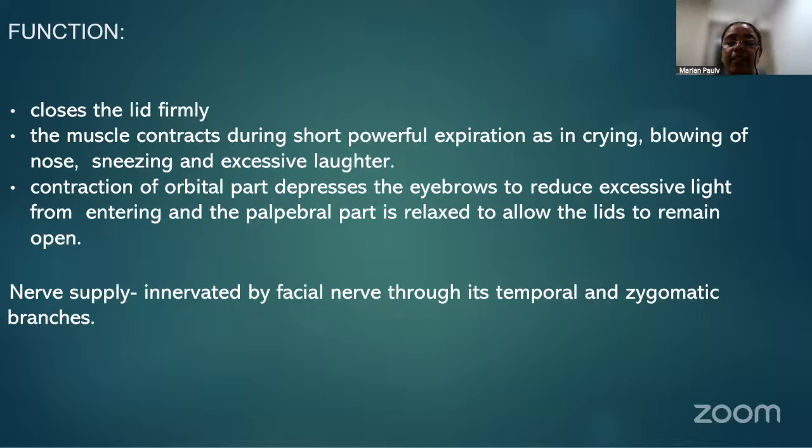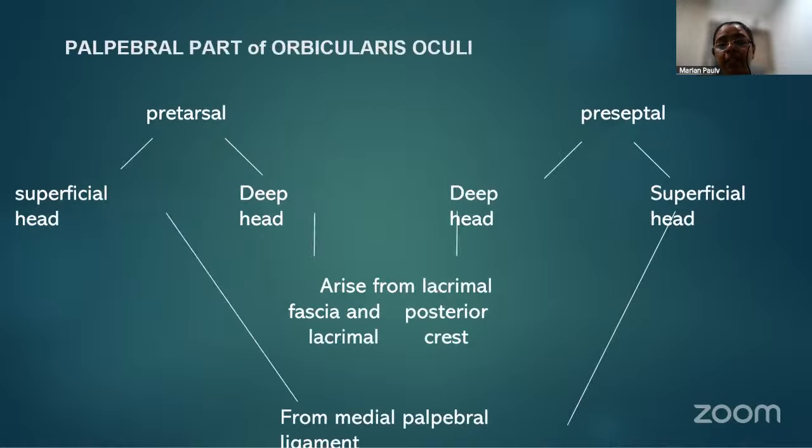The muscle contracts during short, powerful expiration, as in crying, blowing of nose, sneezing, excessive laughter. Contraction of the orbital part depresses the eyebrow to reduce the excessive light from entering, and the palpebral part is relaxed to allow the lids to remain open. It is innervated by the facial nerve through its temporal and zygomatic branches.